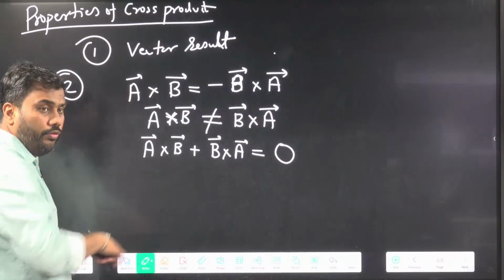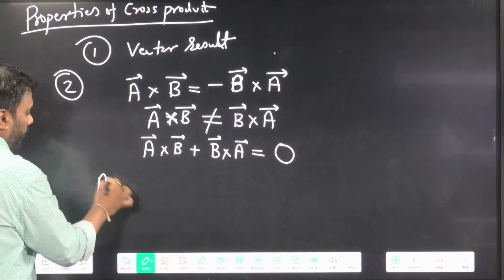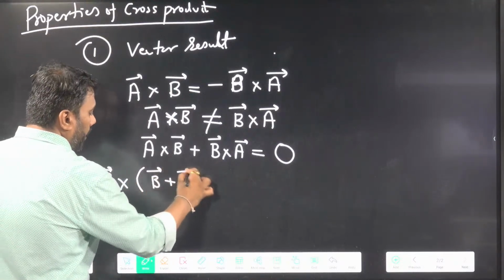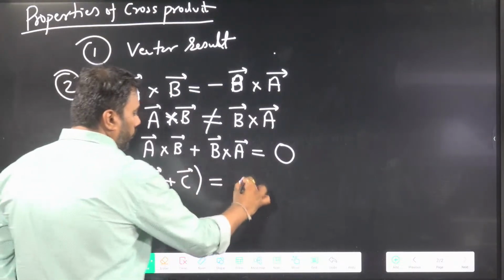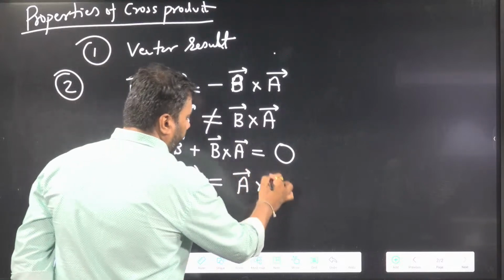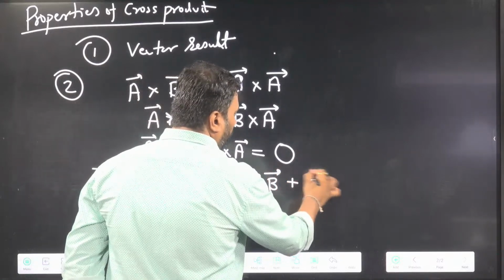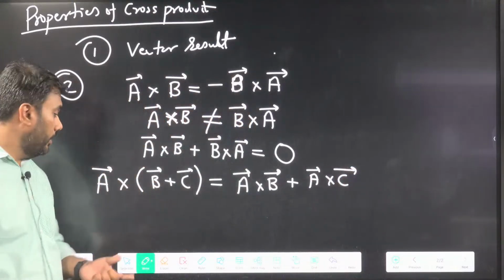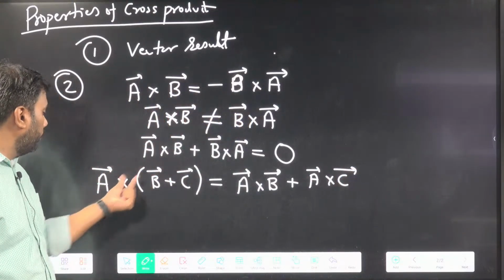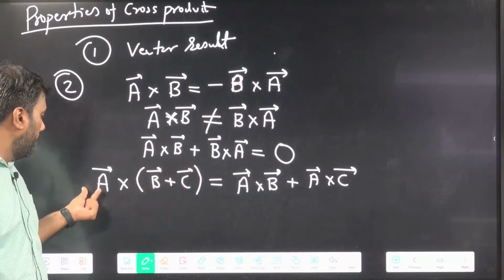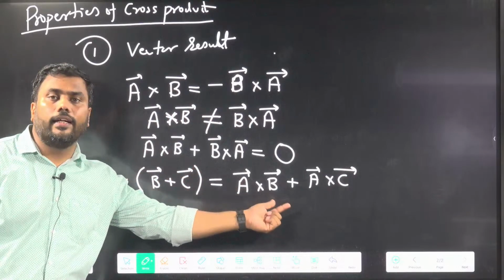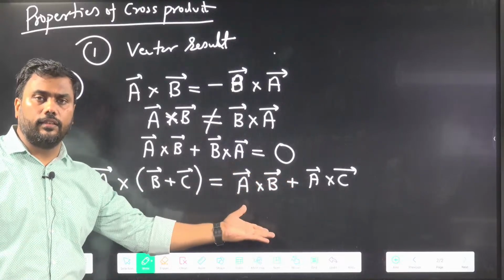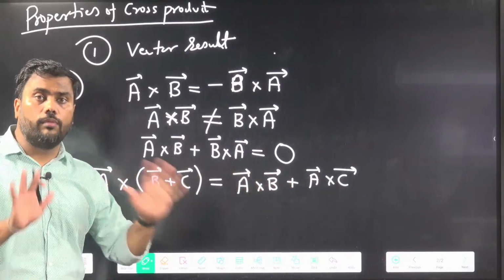But we can distribute vector product. A cross (B plus C) is equal to A cross B plus A cross C. It follows law of distribution. I can distribute this cross product over the two vectors B and C. I can open the bracket and multiply A with B and C like this. It is distributive but not commutative.